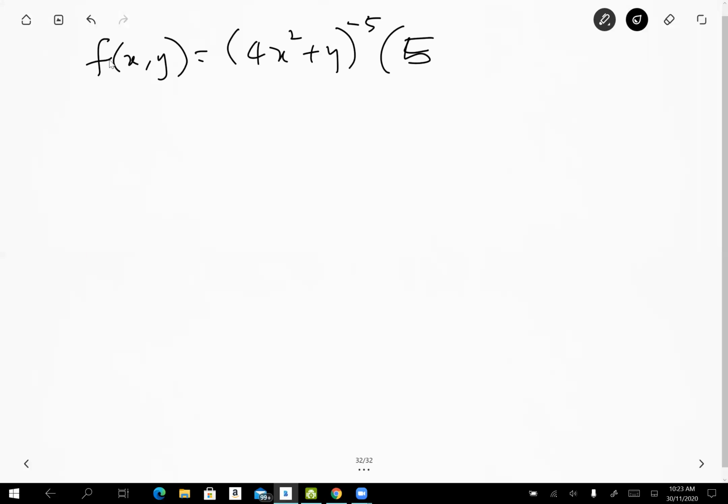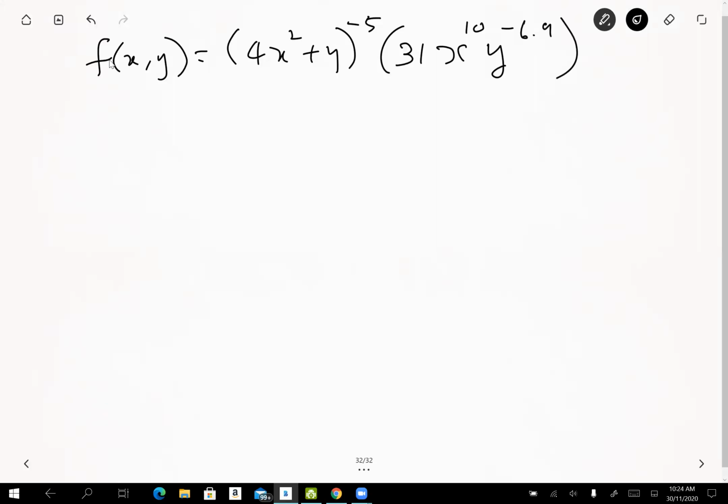I'll give you another example. Now let's say we have f of x, y equal to (4x squared plus y) to the power of negative 5, multiplied by 31 x to the power of 10, y to the power of negative 6.9.